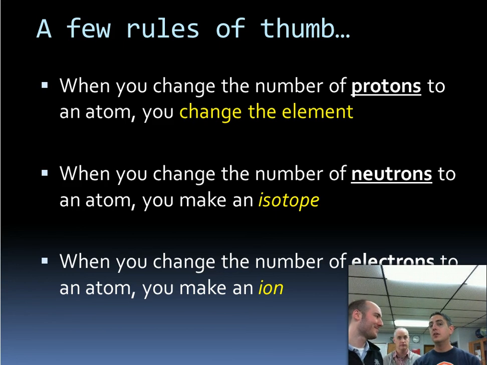So like carbon has 6 neutrons normally. If I add another neutron to it, still carbon. It just has a bigger mass. It's a little heftier. Ate too many donuts.